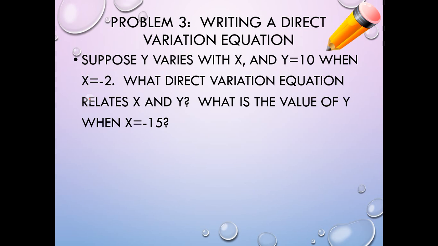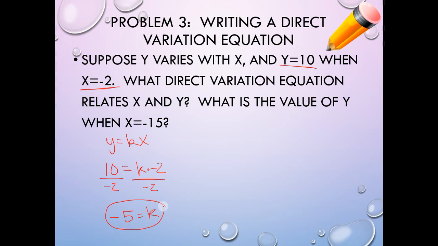So, let's start out with y equals kx. I know what y is. Looked like y was 10. So, go and pop that in there. Don't know what k is, but I do know x. He is negative 2. So, solve for k, excuse me, and I am going to get negative 5 equals k. So I'm going to take that and pop it in for the k up here. So I get y equals negative 5x.